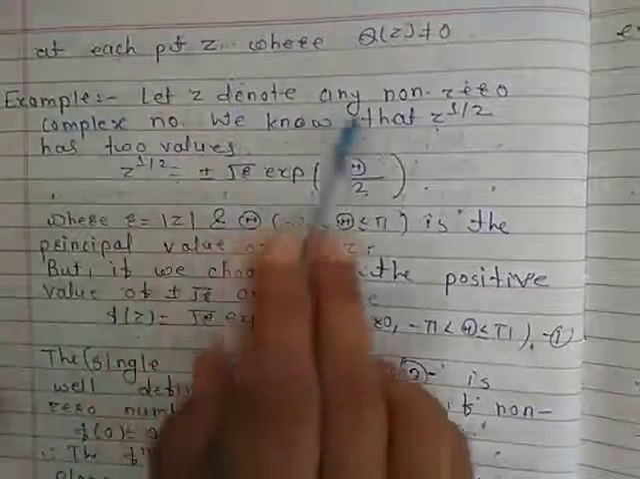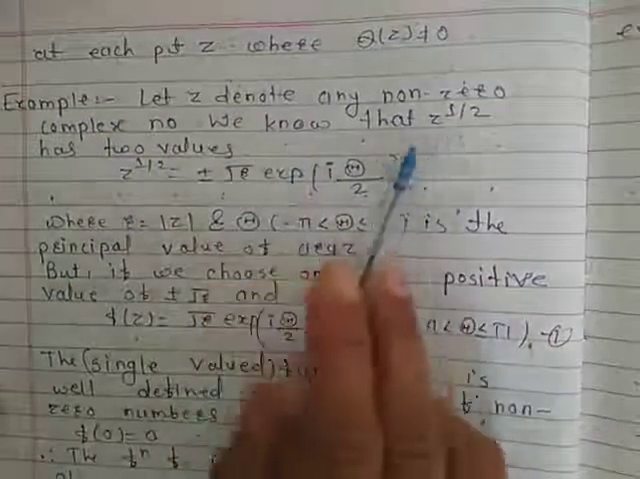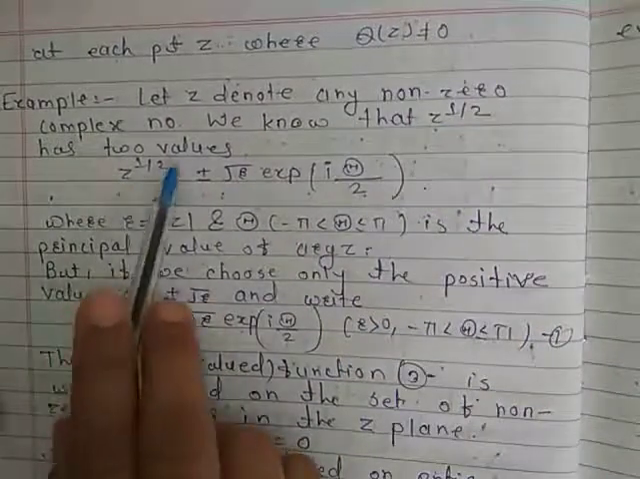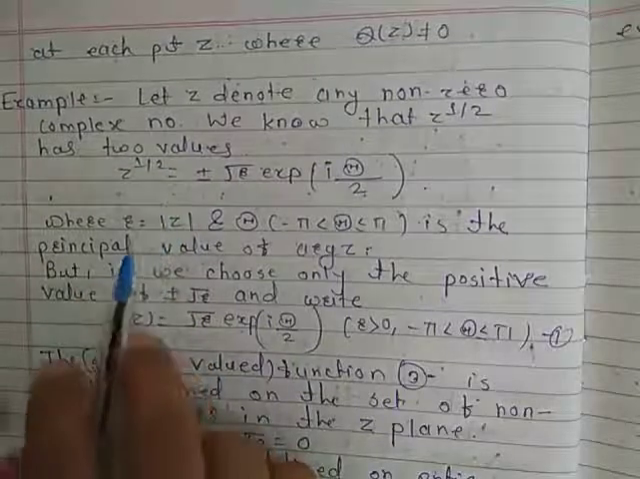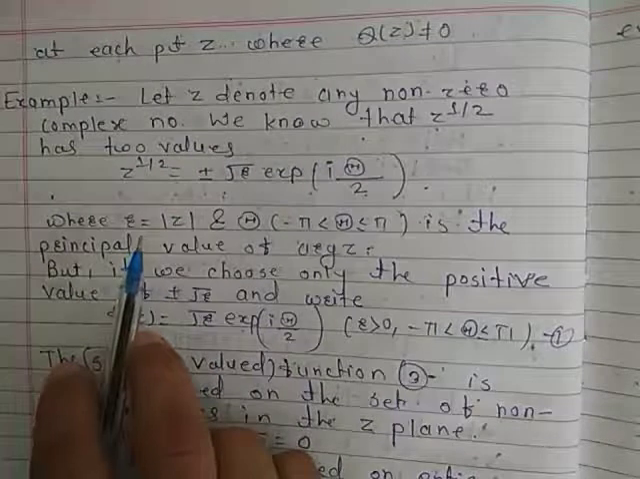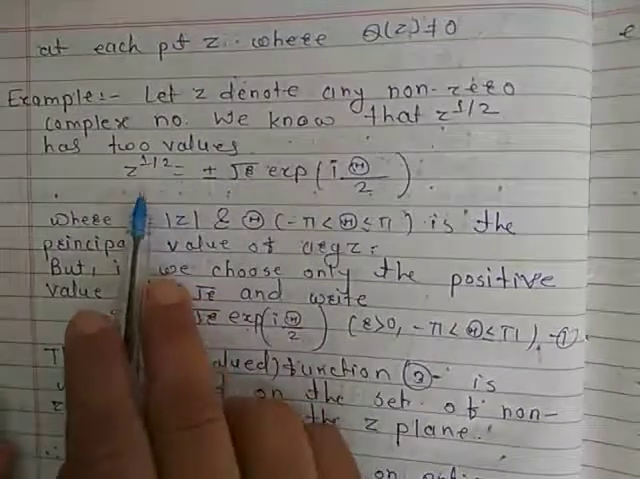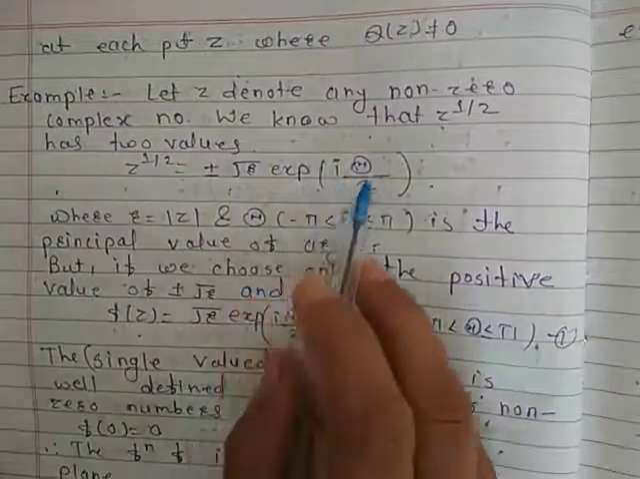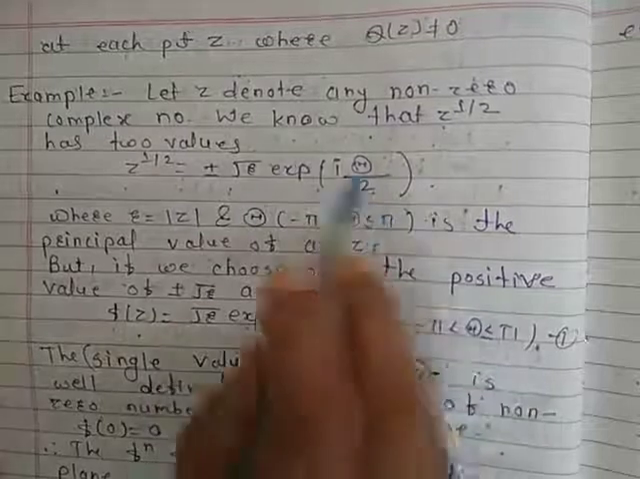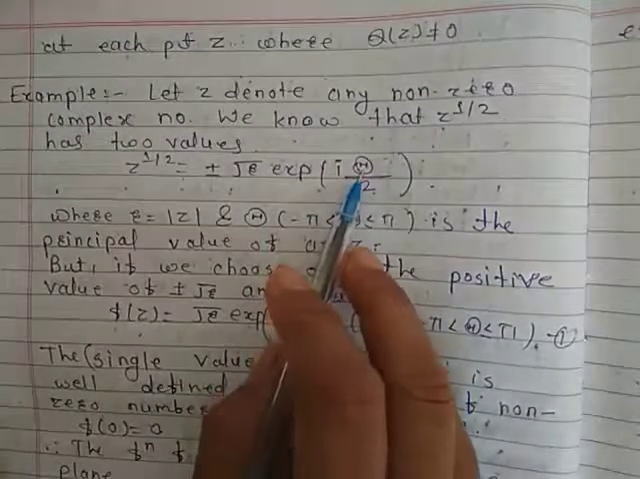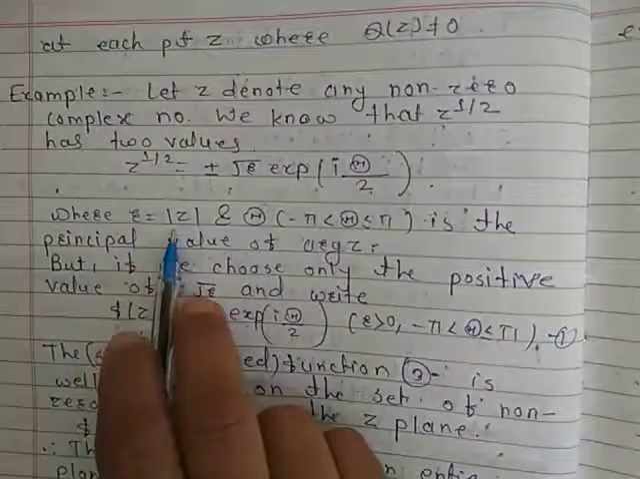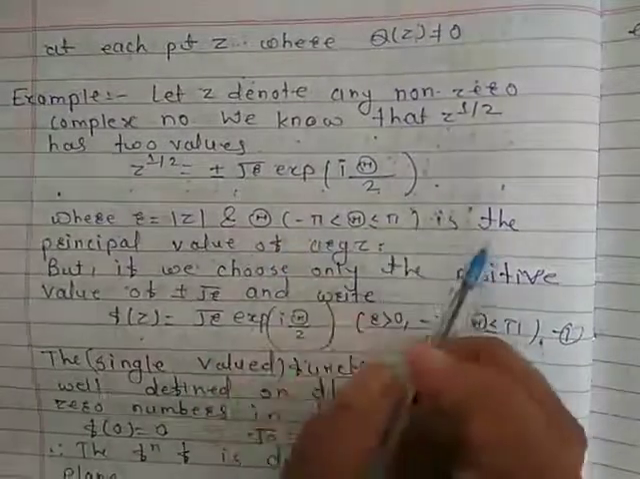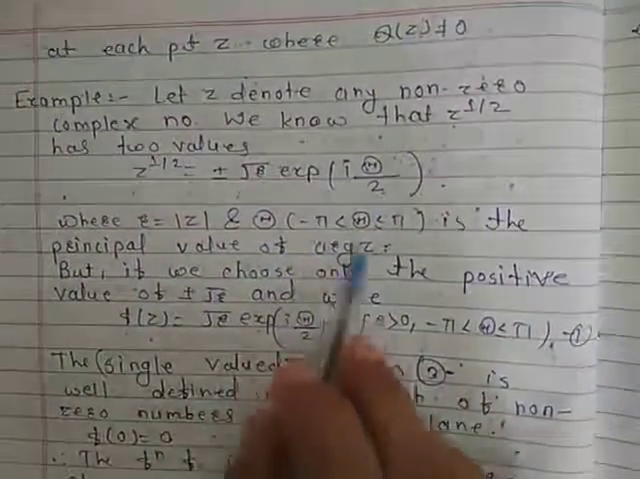Example, let z denote any non-zero complex number. We know that z raised to 1 by 2 has two values. z raised to 1 by 2 is equal to plus or minus root of r times exponential of i times the principal argument upon 2, where r is nothing but the modulus of z, and this principal value lies between minus pi and pi, and is the principal value of the argument of z.